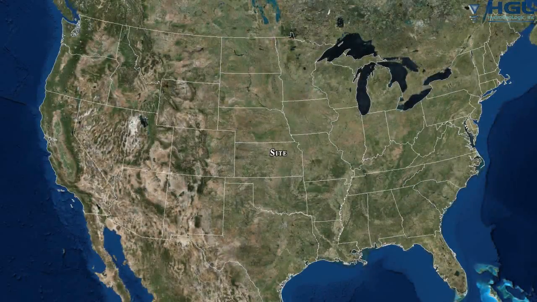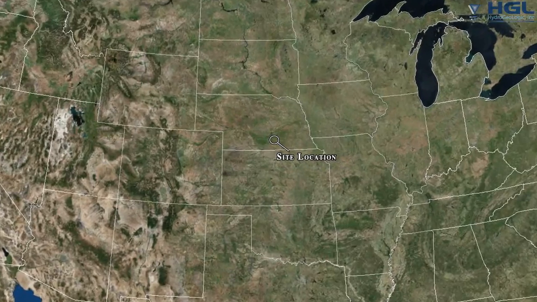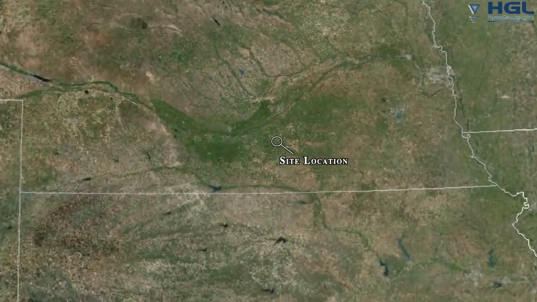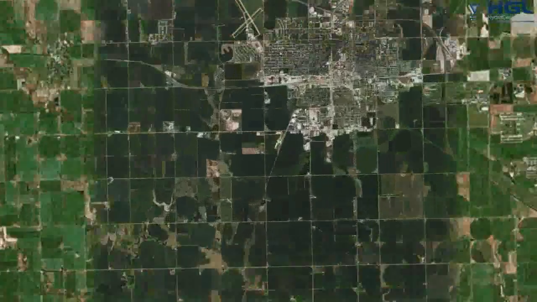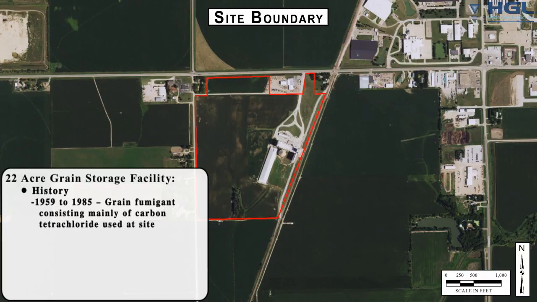The following animation demonstrates an application of PBMO for optimally designing a new groundwater remediation system at a Superfund site near Hastings, Nebraska. The site is located a half-mile southwest of Hastings in Adams County, Nebraska. From 1959 to 1985, a grain fumigant consisting primarily of carbon tetrachloride, a volatile organic compound or VOC, was used at the 22-acre grain storage facility.